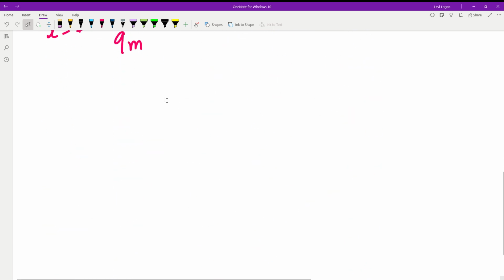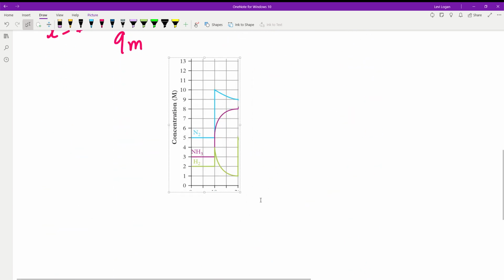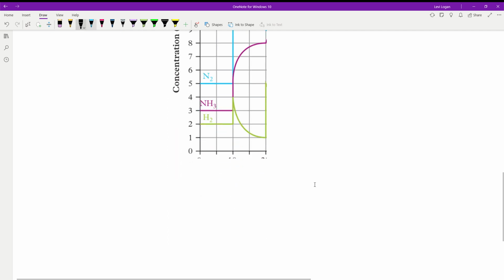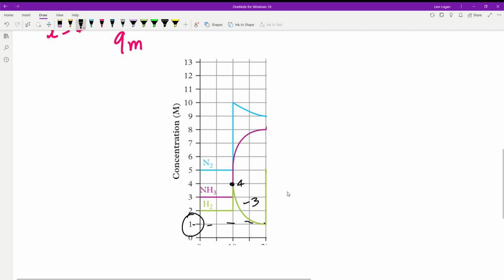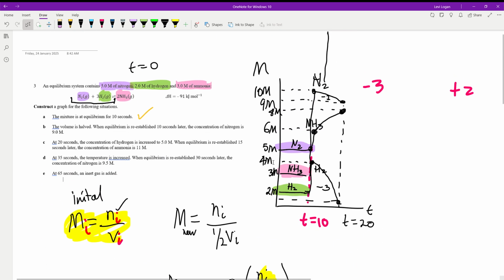Okay, so hopefully you can see this now. So this is exactly what I'm talking about. Here it went up to 4 and then it went minus 3 all the way down to 1. The ammonia went up to 6 and then it increased by plus 2 to 8. And here the nitrogen we know went from 10 to 9. So it's important to have a good understanding of equilibrium as well as a bit of mathematics here with the molarity. That's how you answer the first 2.